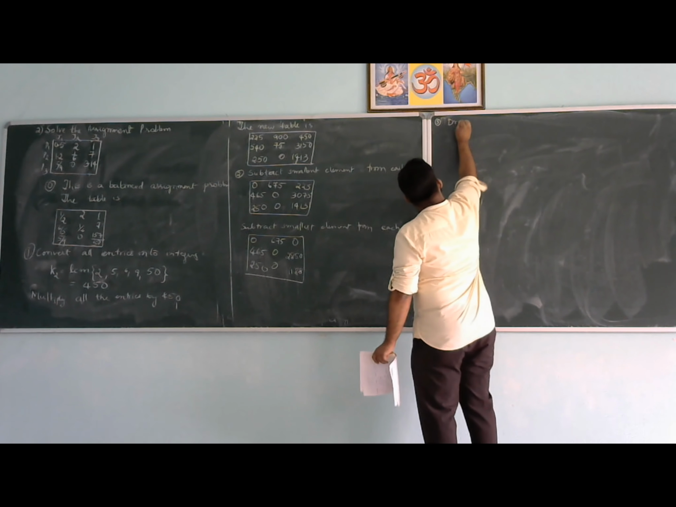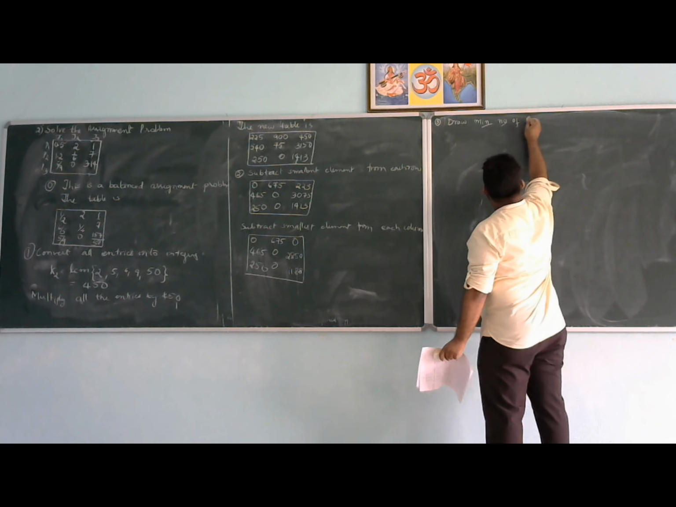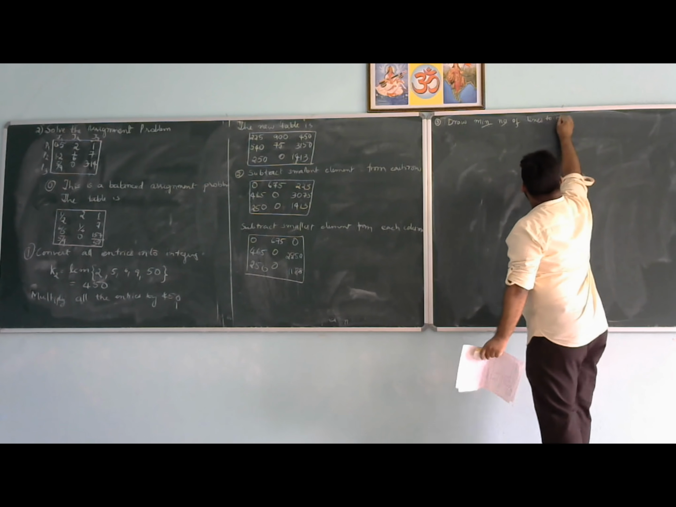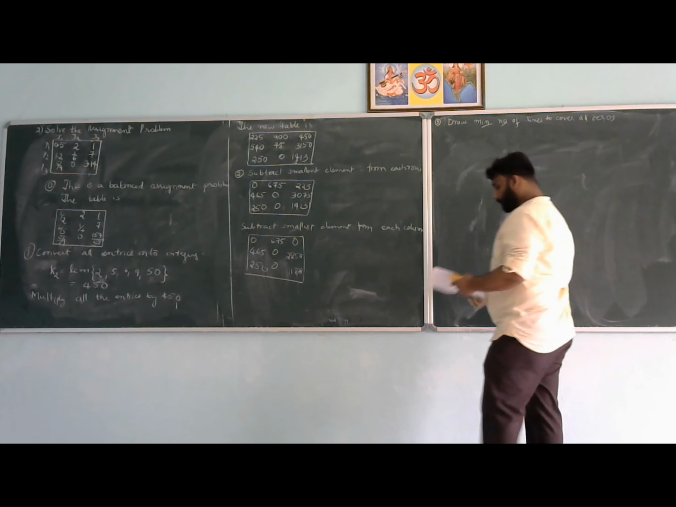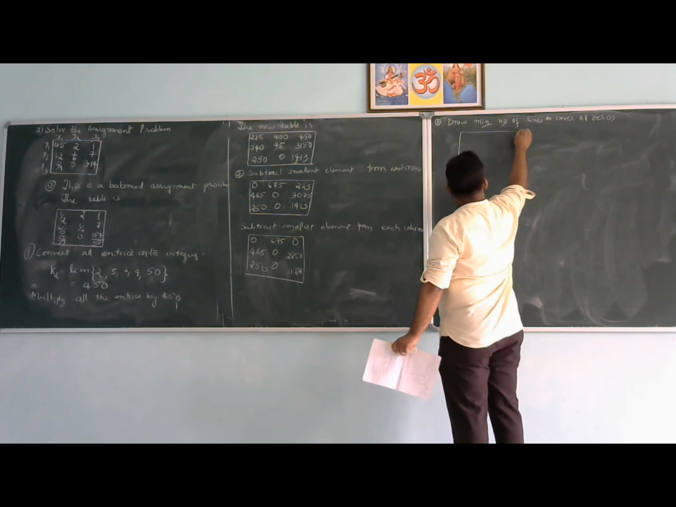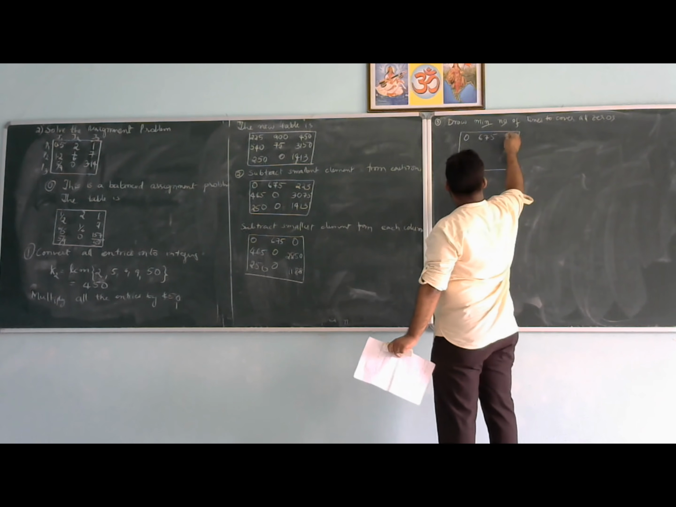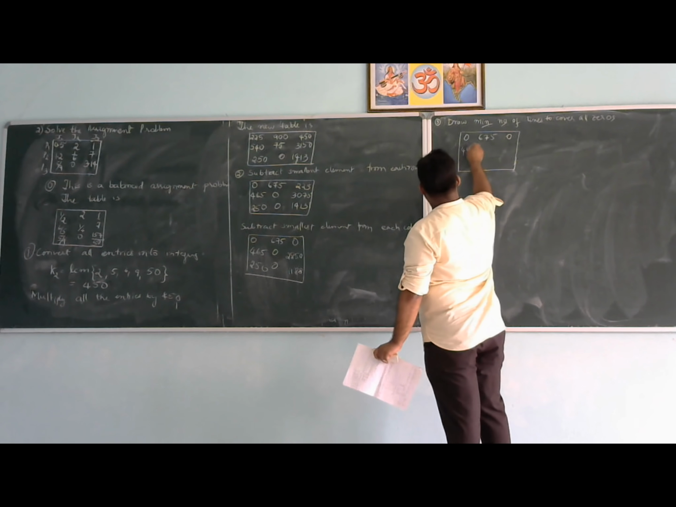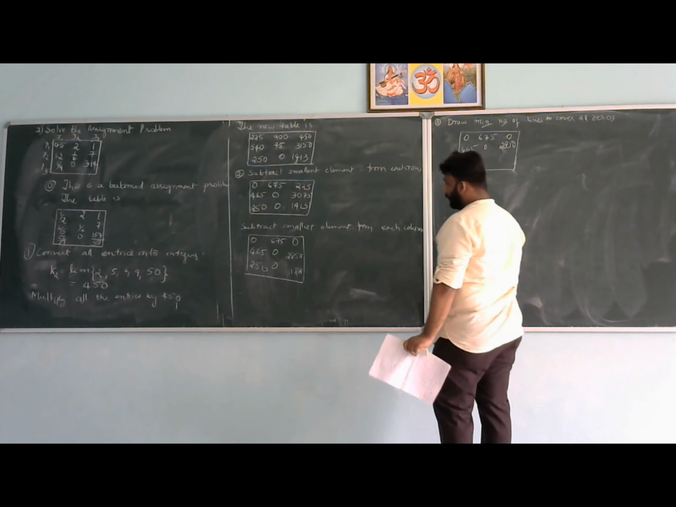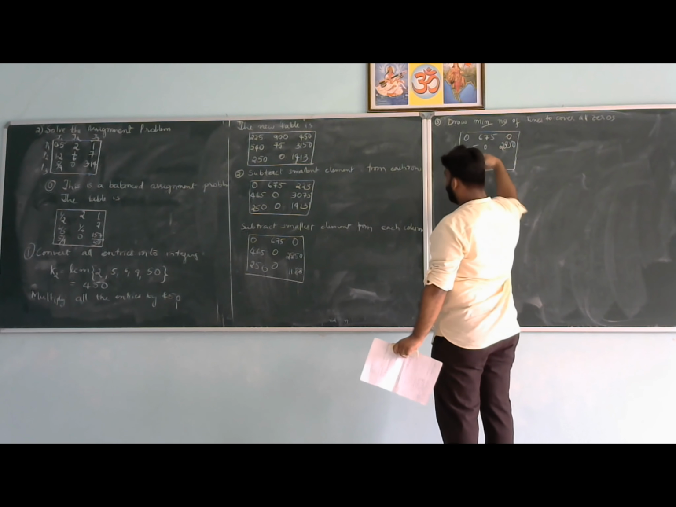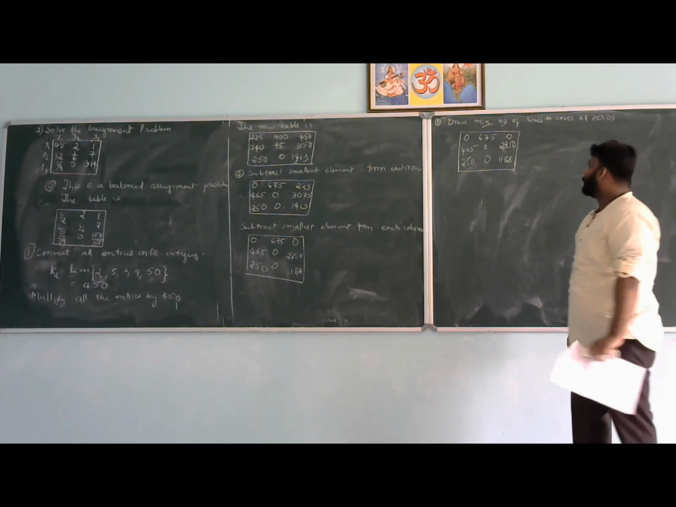Now, moving to the third step. What is the third step? Draw the minimum number of lines to cover all zeros. So here is our table. This is 0, 675, 0, 465, 0, 2850, 250, 0, 1188. Okay.